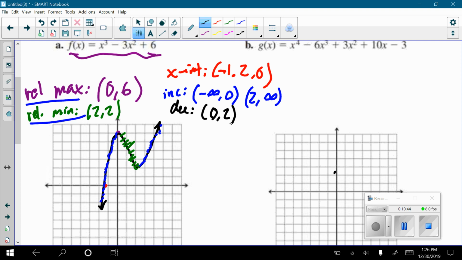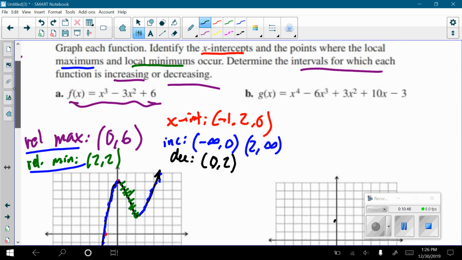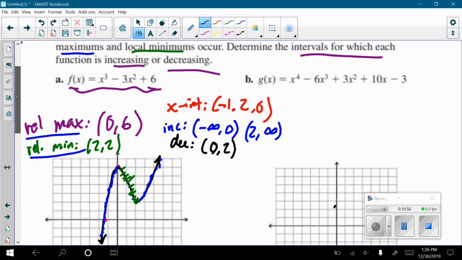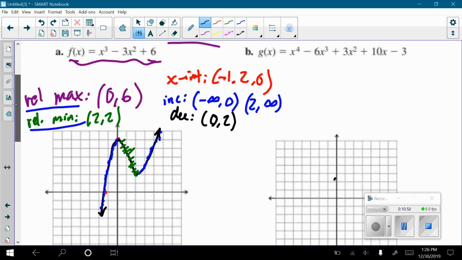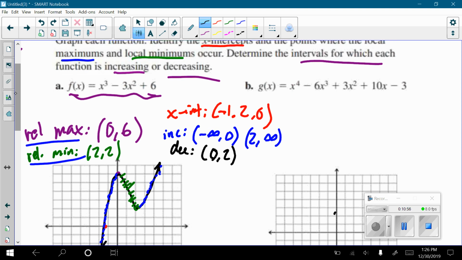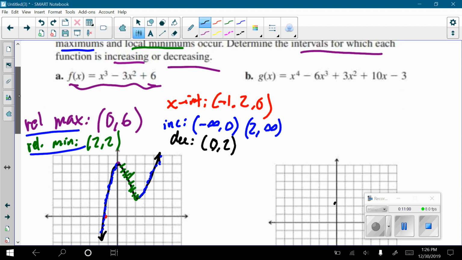Okay? I need you to be able to get all of that information from your calculator. There's no good way to get that information besides asking your calculator. You're not going to be able to figure that out until calculus class without a calculator right there. All right, I want you to go ahead and pause and try B.